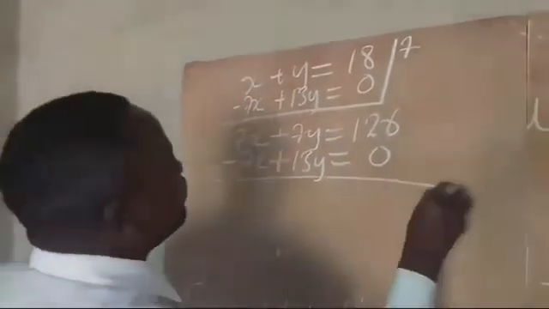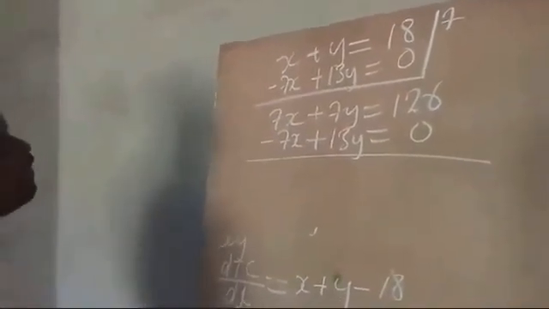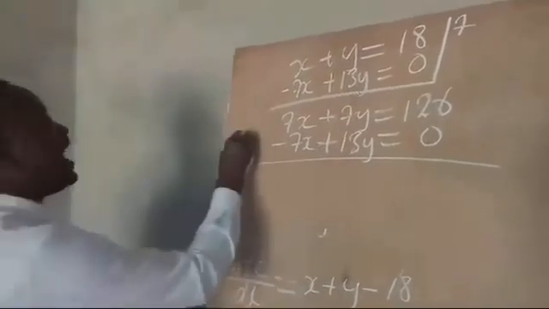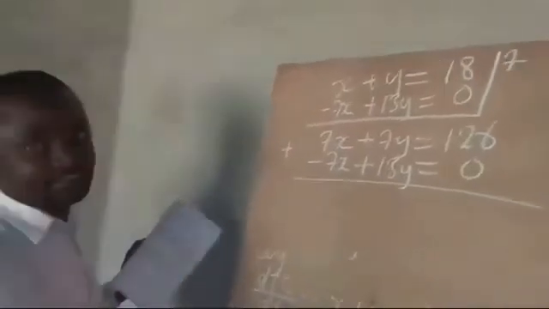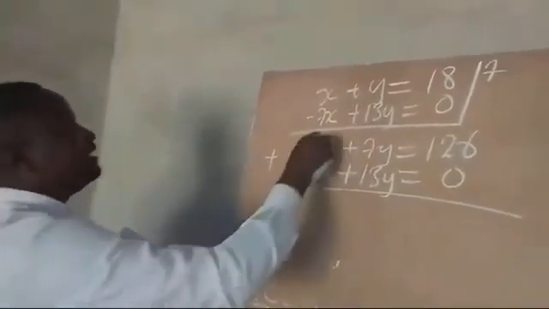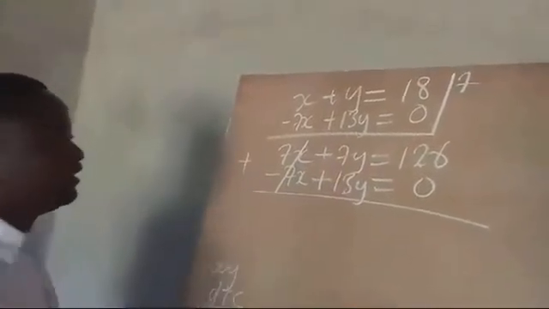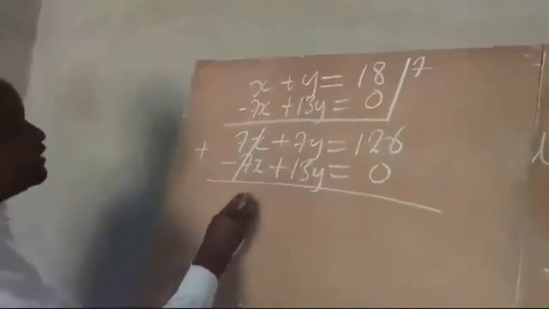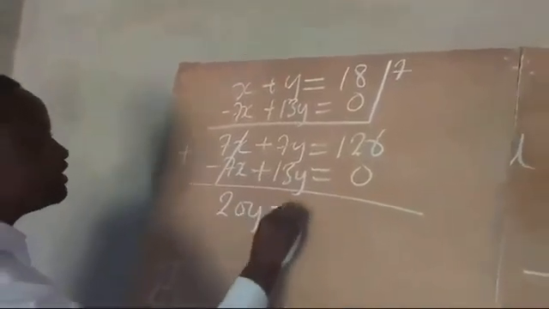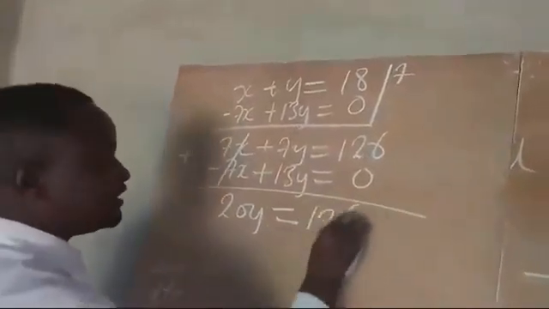From there we are going to do the elimination. Now I'm eliminating x. So for me to eliminate, what am I going to do? I'll add this, because if I subtract, it will be something else. If I add, this and this will go. So x has gone. So 7y plus 13y is going to give us 20y, which is equal to 126 plus 0, which is 126.